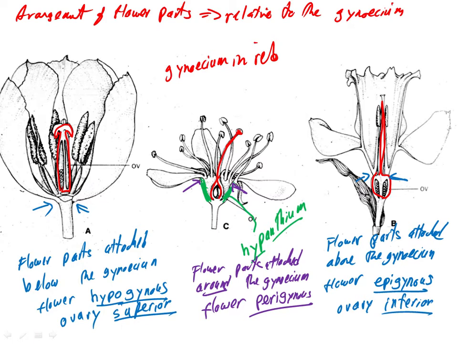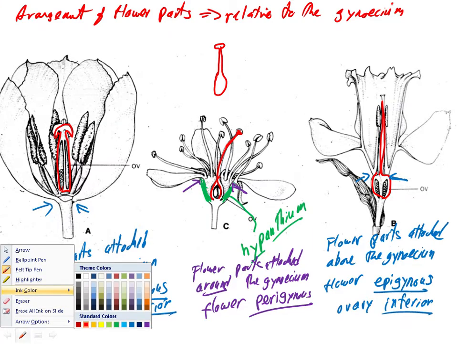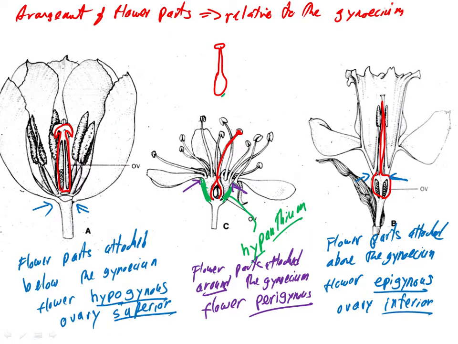To show you the other possibility, I'm going to have to erase the gynoecium in red, because I'm going to draw it up here. I'm going to draw the gynoecium again. So just a very simple gynoecium, like that. I'm going to now draw in green the hypanthium. The hypanthium, in this case, it's going to be fused. See, it's fused there to the ovary. So that's the hypanthium.